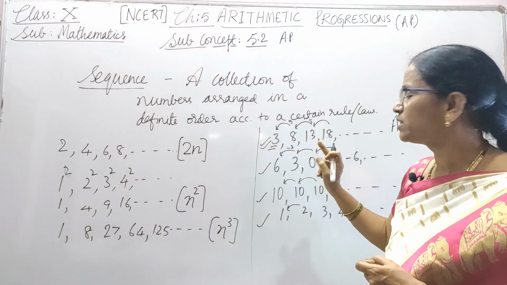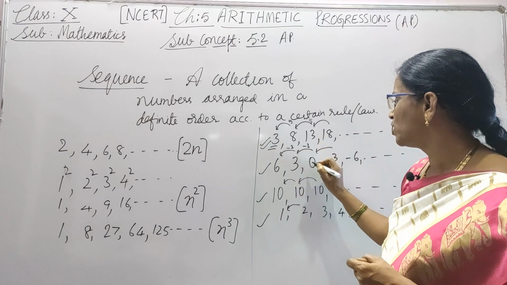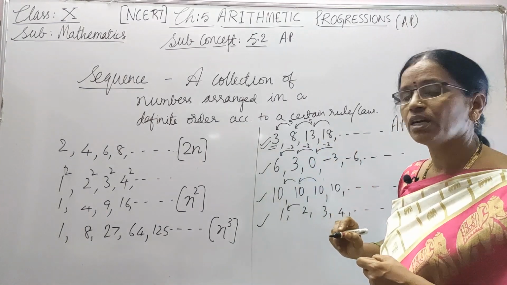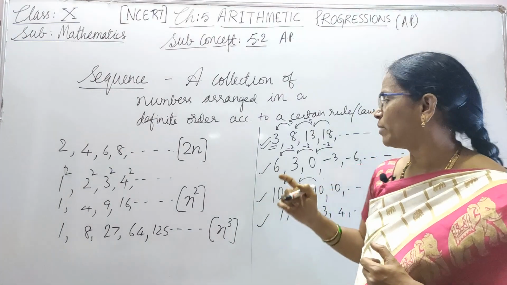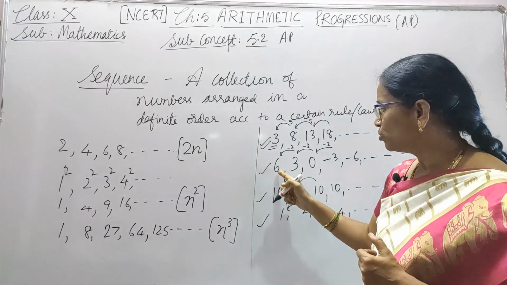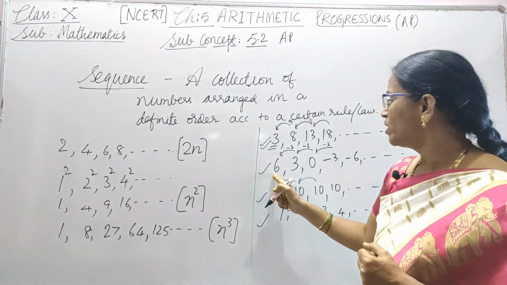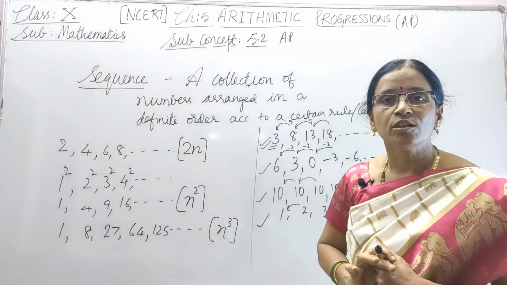6 plus minus 3 is 3. Again, 3 plus minus 3 is equal to 0. 0 plus minus 3 is minus 3. So to get the next term, I am adding the fixed number, that is minus 3, to the preceding term.